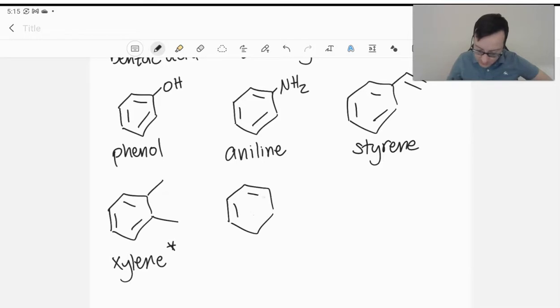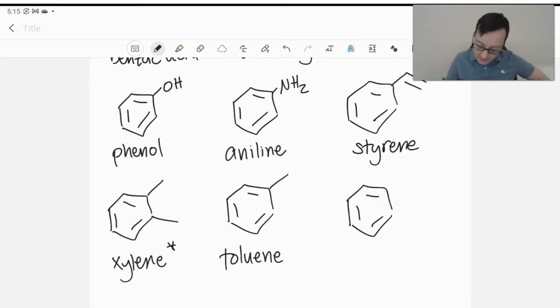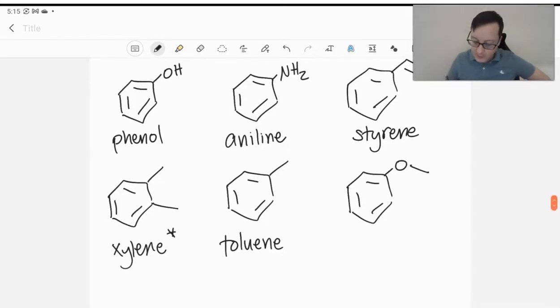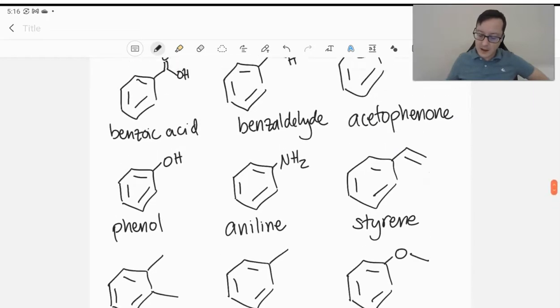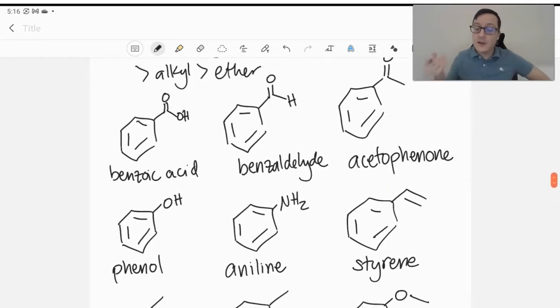We have one more alkyl group with just a methyl. This is called toluene. Pretty common paint thinner, smells like gasoline. And lastly, we have our methoxybenzene, which is called anisole. So that one, I have no idea where that name came from. So unfortunately, can't help you there. So there are these 9 benzene derivatives that all have special names. And they're all going to need to be memorized, unfortunately.